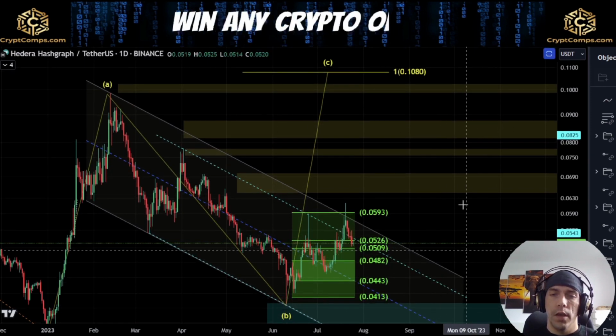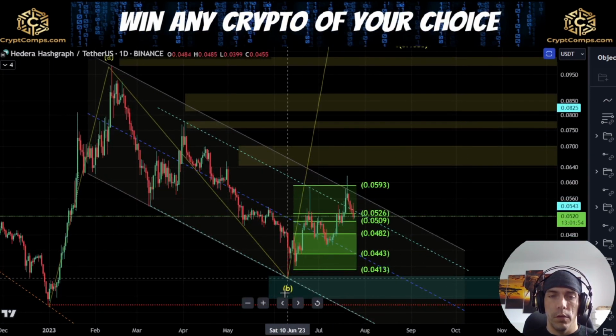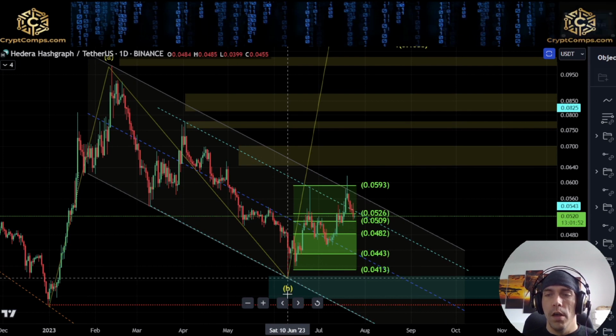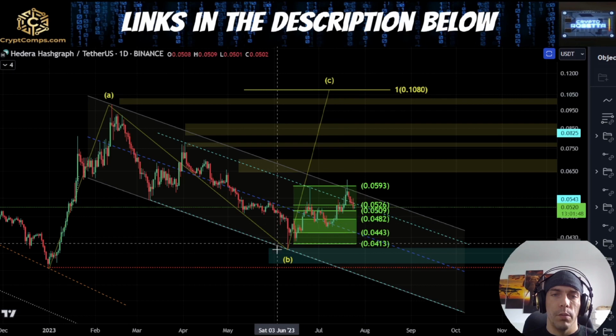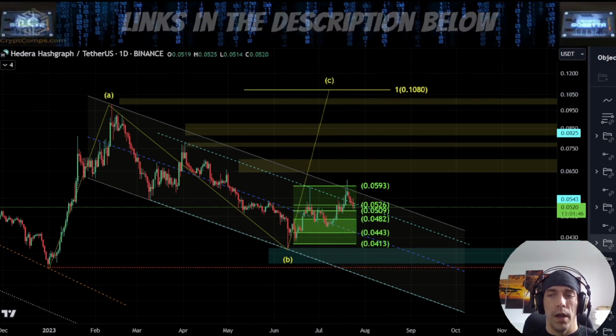Now, if this is the case, effectively what we'd be looking for here is continuing to hold these lows of this 0399. As long as we hold this level, we do have potential that we could start to build this C wave to the upside here.